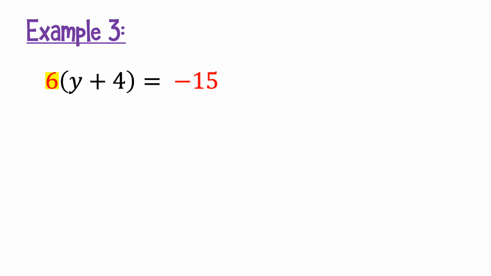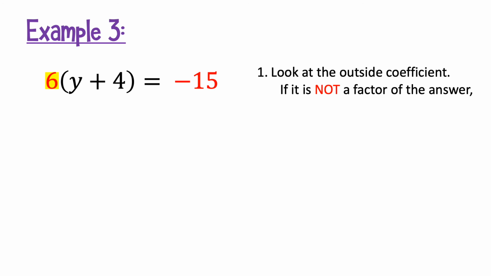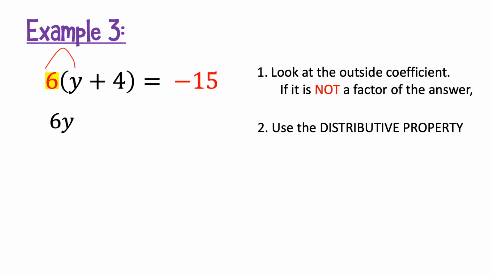In this example, we look at the outside term as 6, and 6 is not a factor of the answer. Negative 15 cannot be divided evenly by 6. So we're going to use the distributive property to simplify this equation before we solve. So we get 6 times y, outside coefficient times y, plus 6 times 4, which is 24. And we set this equal to negative 15.